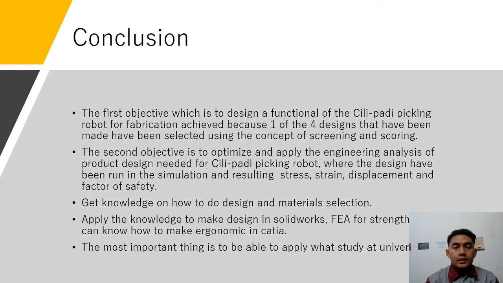For the conclusion, the objective, which is to design a functional chili padi picking robot for fabrication, was achieved because one of the 4 designs has been made and selected using the concept of screening and scoring. The second objective is to optimize and apply the engineering analysis of product design needed for the chili padi picking robot, where the design has been run in the simulation, resulting in stress, strain, displacement, and factor of safety, and the objective is achieved. For the other conclusions, I gained knowledge on how to design and select the material for the design, and apply the knowledge I studied.